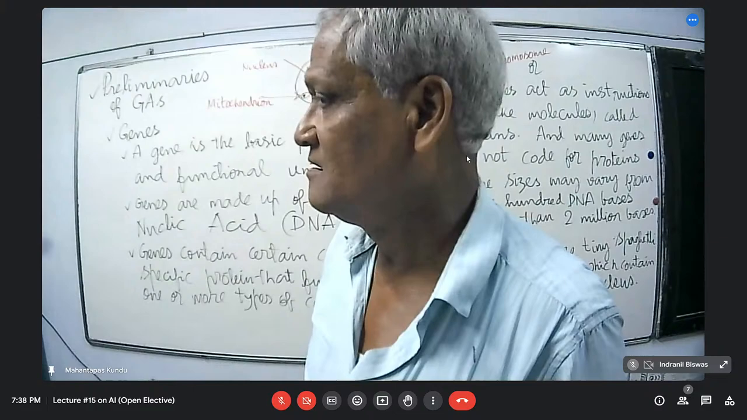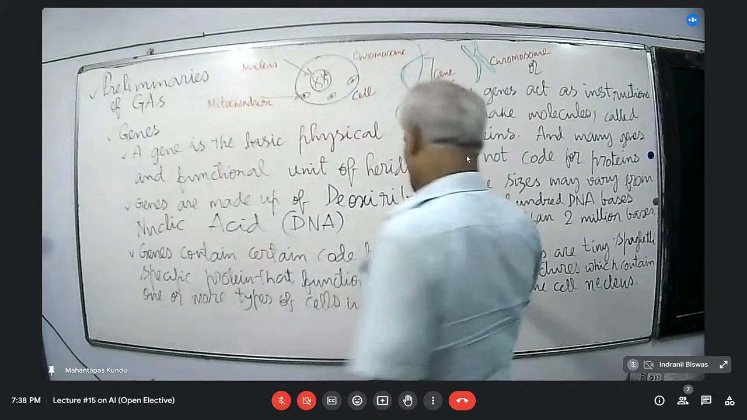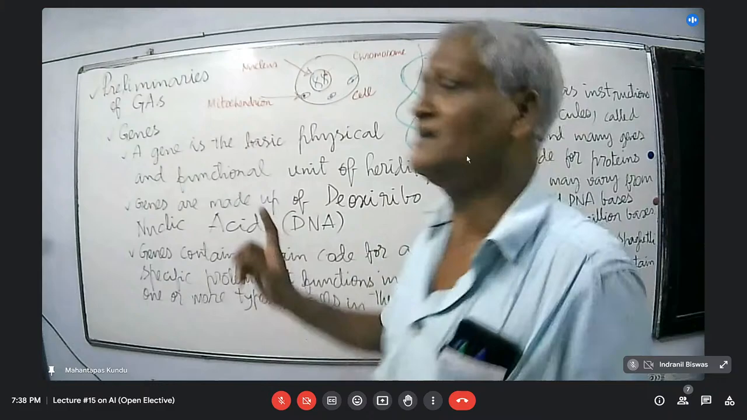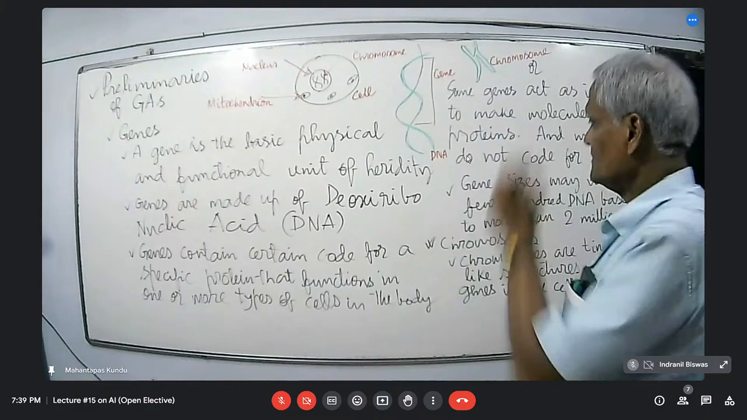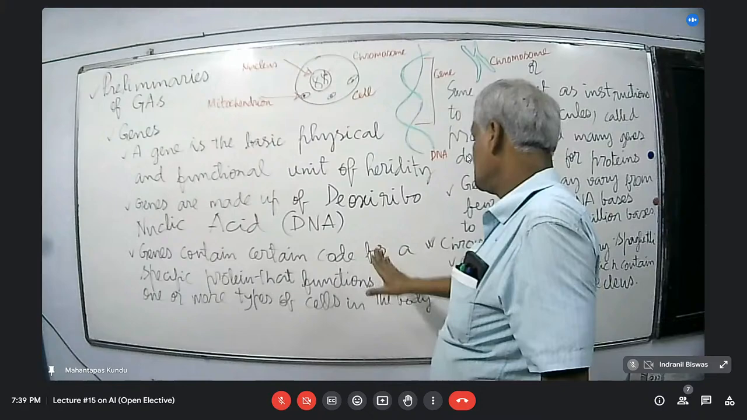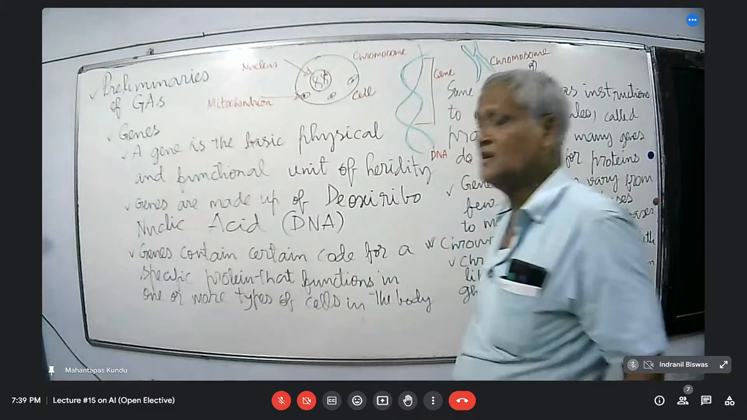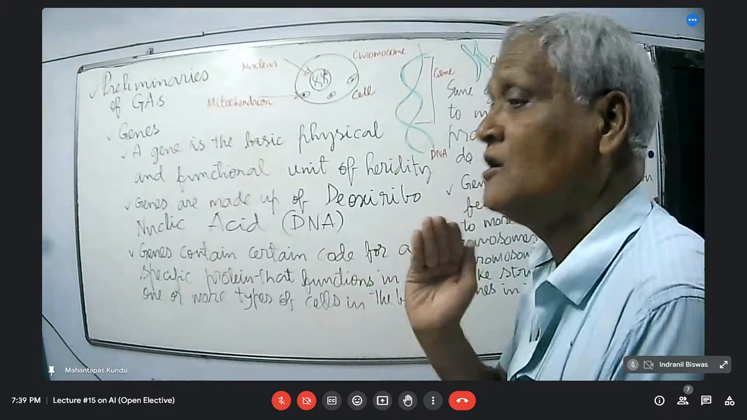Next, what is the chemical composition of genes? Genes are made up of deoxyribonucleic acid, that is called DNA, and they have a helical structure like this. Now the purpose of genes: genes contain code for a specific protein that functions in one or more types of cells in the body. Proteins are very important. They basically control cell functions.